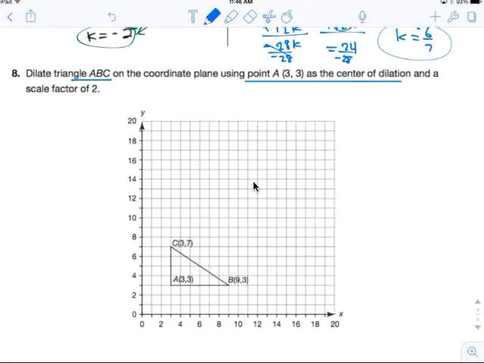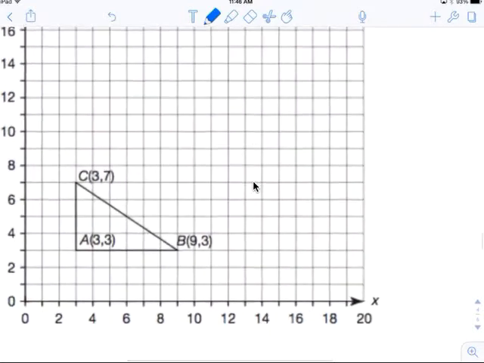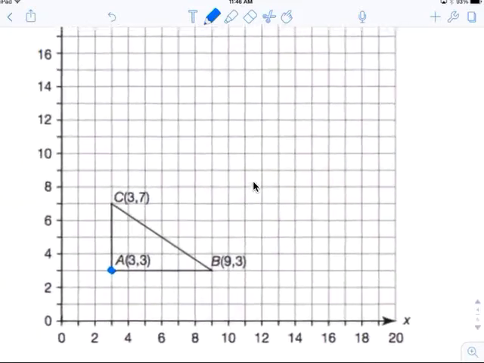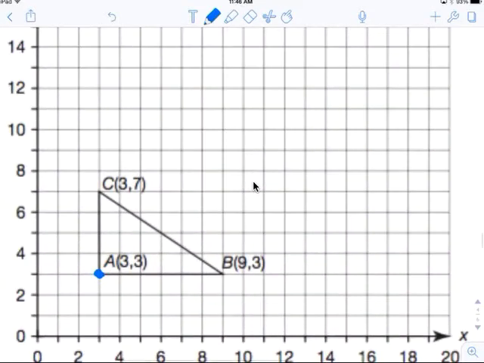Point A as center of dilation and a scale factor of 2. So it's getting bigger. This is the center of dilation. So scale factor of 2. Its original is called a 1. So 1, 4 more is 2. And that's C prime.